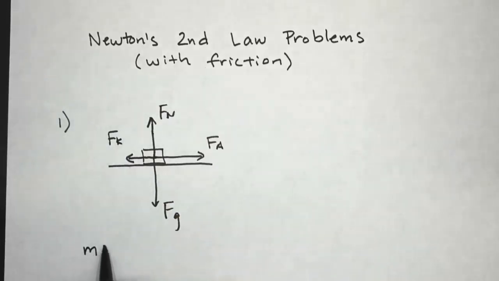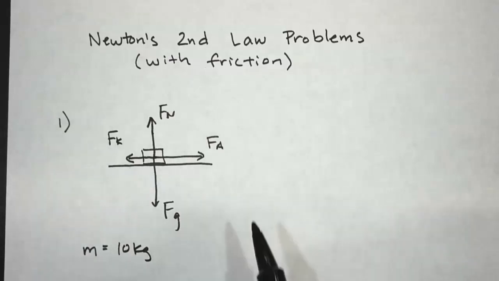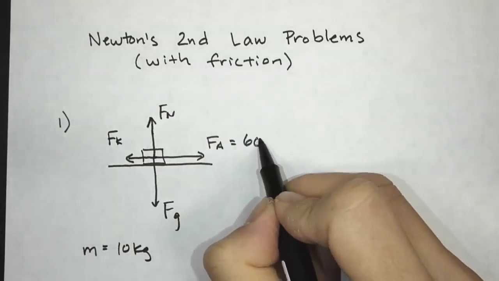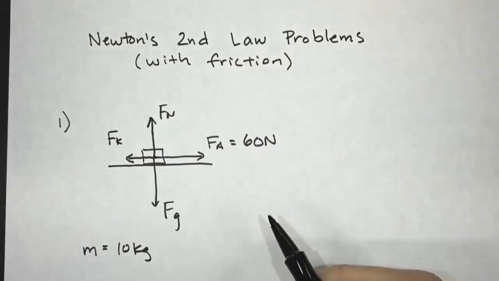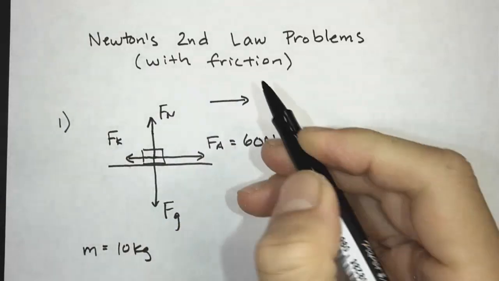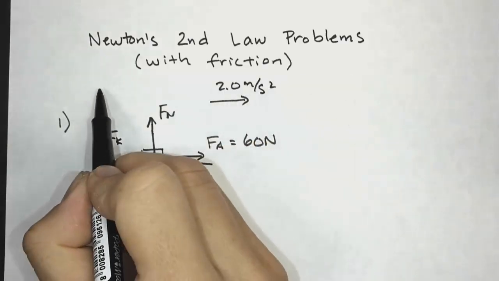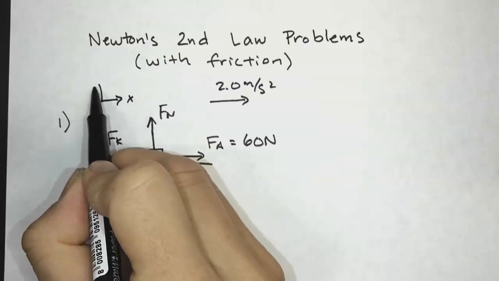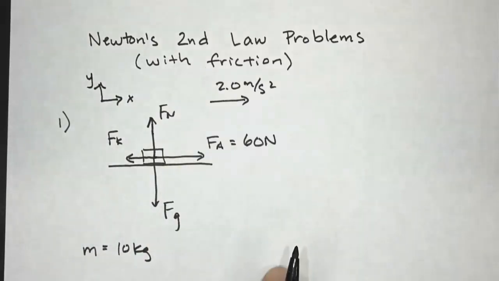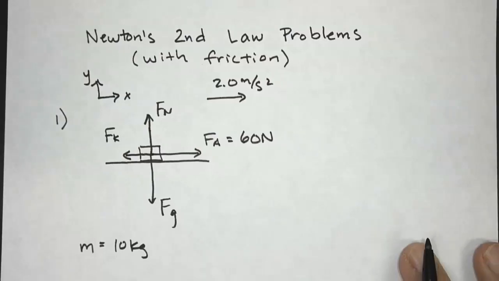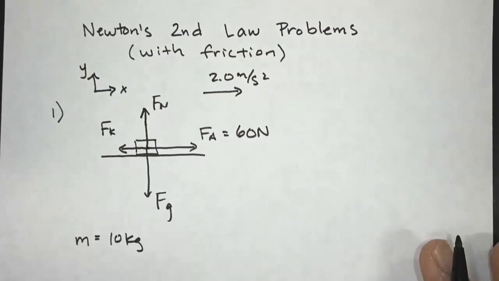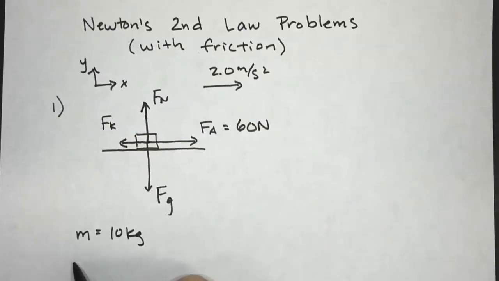The mass of the box is 10 kilograms, and the applied force is 60 newtons. And it's accelerating to the right at 2 meters per second squared. And we're going to make right positive and up positive. Okay, so that is the setup of our problem. And our goal here is to find the coefficient of friction. So we want to find out what is mu. But to get there, we're going to break this problem up into smaller parts.